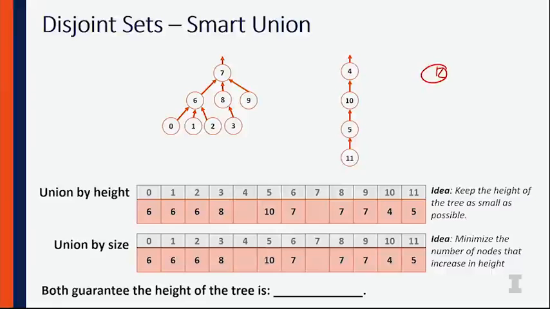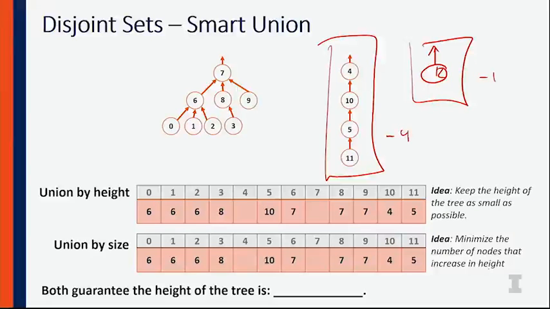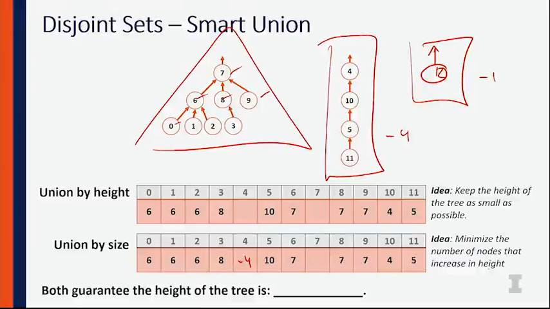Because think about the element 12. The element 12 is its own root tree. There's one element in the set, so it's going to have a value of negative 1. Here in this set, there's 4 elements, so the identity element 4 is going to have the value of negative 4. Here in this set, the identity element 7 is going to have 1, 2, 3, 4, 5, 6, 7, 8 elements, so it's going to have the value of negative 8.